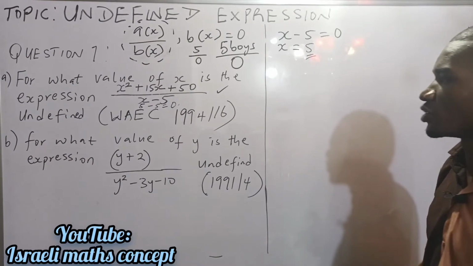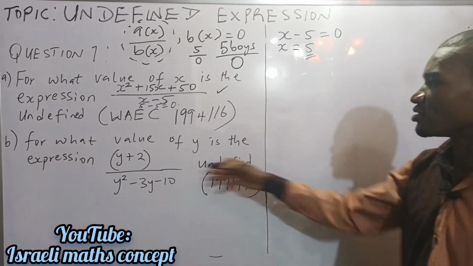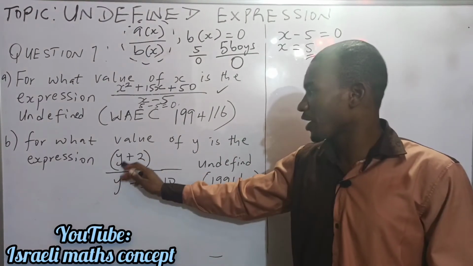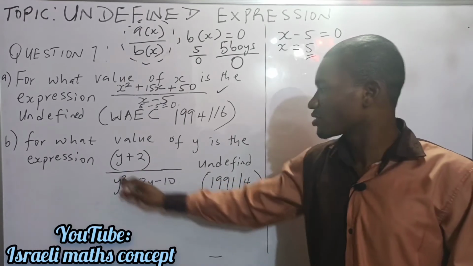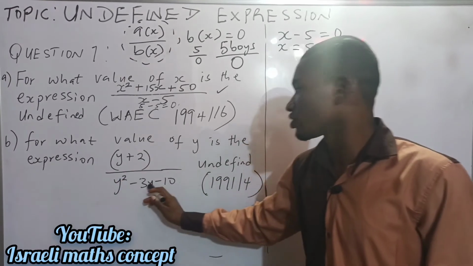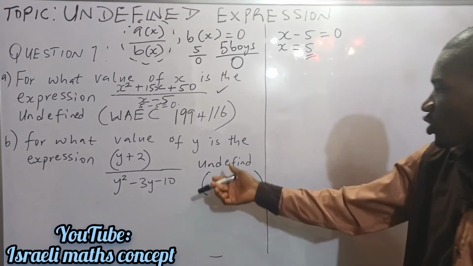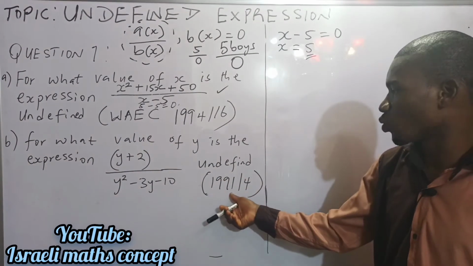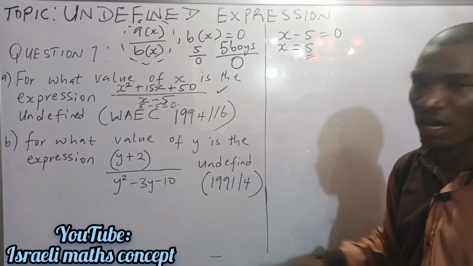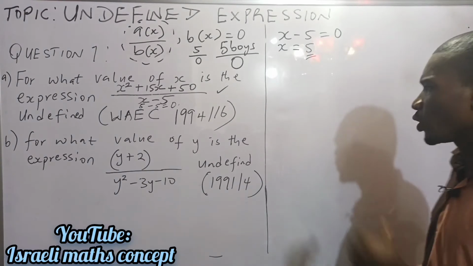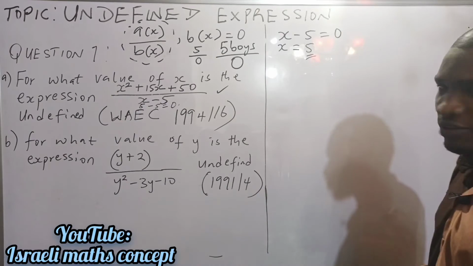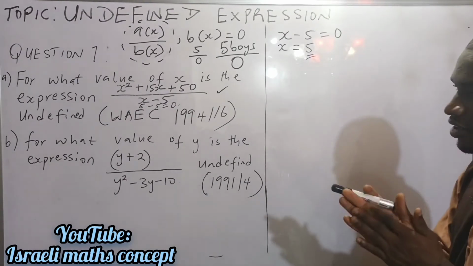The B part of the question says, for what value of y is the expression (y + 2) over y squared minus 3y minus 10 undefined? Remember, this question is sourced from WAEC 1991, and that is question number 4. Looking at this B part of the question, there is need for us to reason critically here.